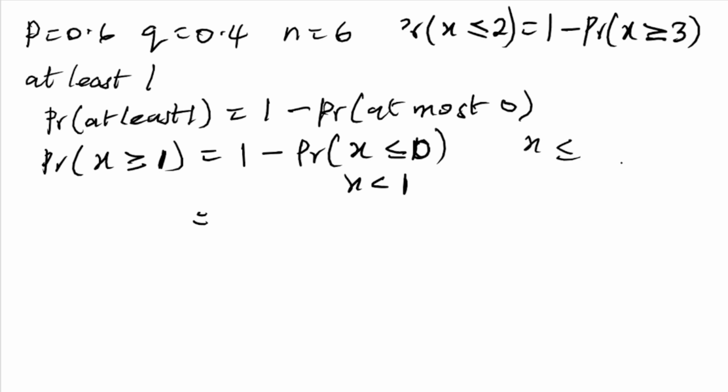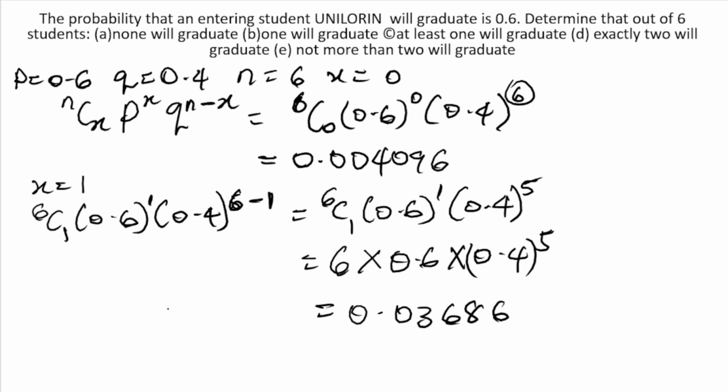So now looking at this, they said x less than or equal to 0. That is, the only value there is 0. Imagine it was less than or equal to 2. It means that we'll be solving for 2, 1, and 0. But because it is less than or equal to 0, the only thing we are solving for here is 1 minus probability of when x is equal to 0. And we've done that before, which the answer here is 0.004096. I hope you understand. So this can actually save you a lot of time.